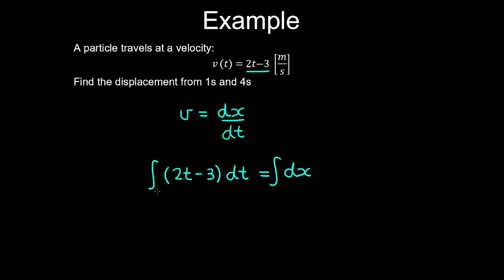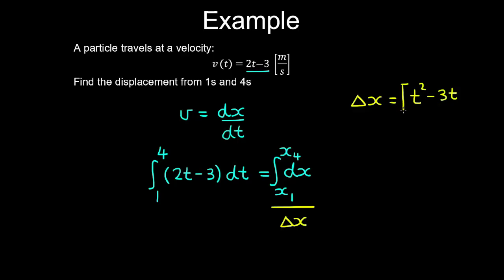So from time t equals 1 to 4 seconds, and this here is basically the displacement between 1 to 4 seconds, which is equal to t squared minus 3t evaluated from 1 to 4 seconds. So if you evaluate this, you're going to get 6 meters.